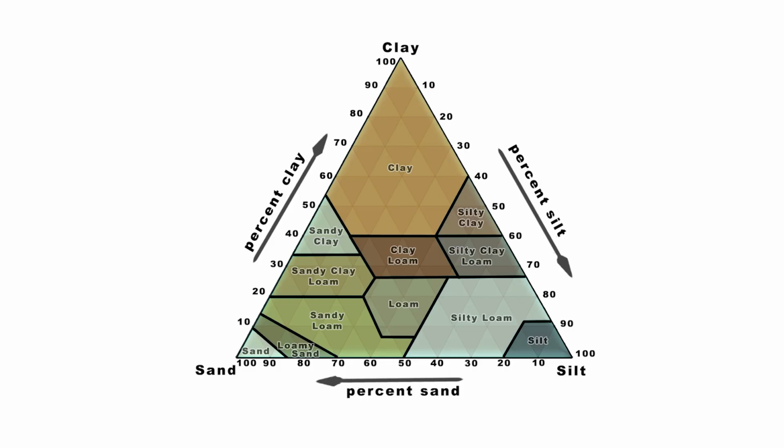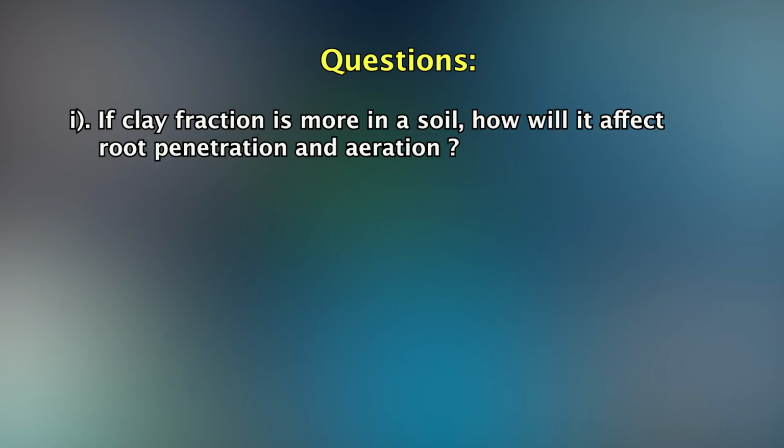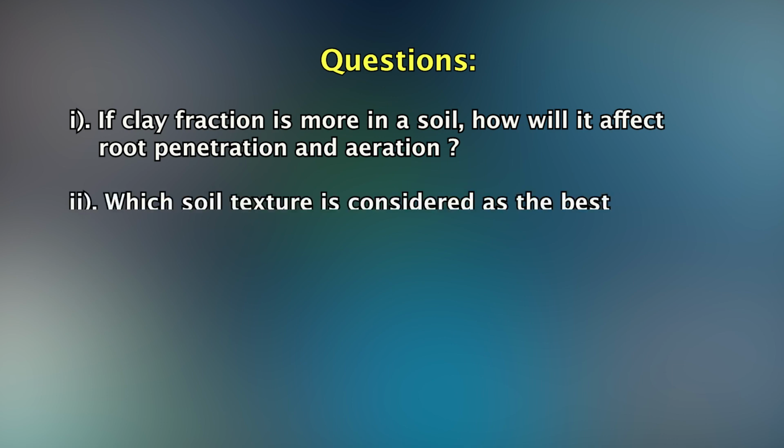Soil textural triangle is an important tool that helps to decide the texture of the soil, provided the percentage of each soil fraction is known. Two methods have been discussed in this session to determine the percentage of three soil fractions. You may use any one of them. Now, try to explore the answer to these questions. If clay fraction is more in a soil, how will it affect root penetration and aeration? And which soil texture is considered as the best for plant growth and why?